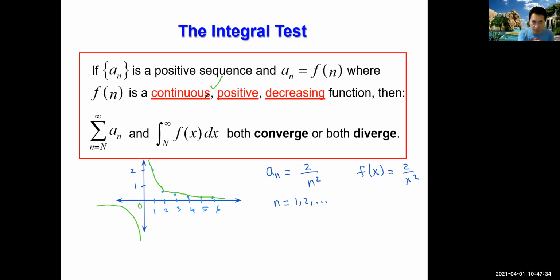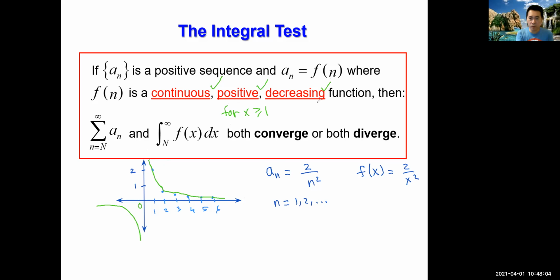So that's continuous. Is it positive? Yes. Again, from 1 on, you see the graph is above the x-axis, so it always has positive values. Is it decreasing? Well, that is clear. You see it approaching the x-axis, getting smaller as x increases. So these 3 conditions actually check, particularly for x greater than or equal to 1.